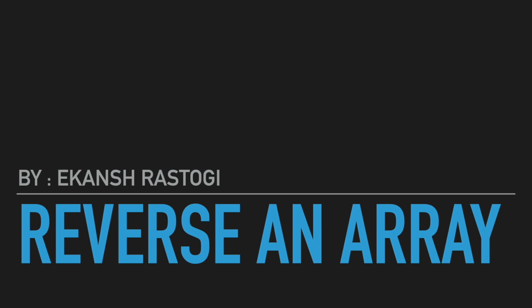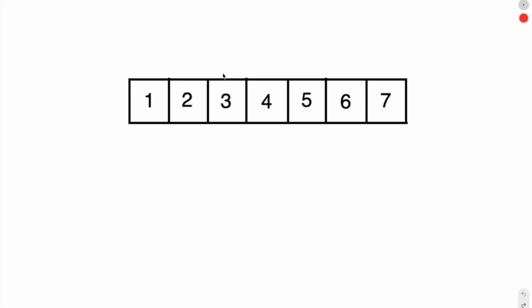So in this tutorial we are going to talk about how we can reverse an array. So let's see what reversing an array means and how we can do it. Here we have an array in front of us and we want to reverse it. Reversing the array means if the elements of the array are 1, 2, 3, 4, 5, 6 and 7, then after reversing, the resulting array should be 7, 6, 5, 4, 3, 2 and 1. So this is the reverse of the array that we have over here.